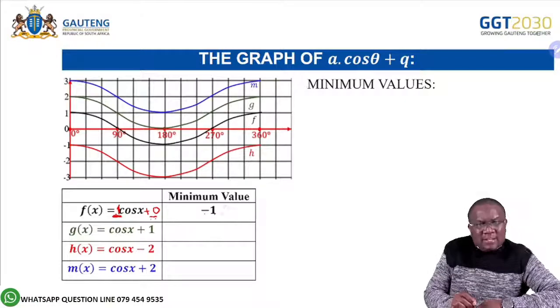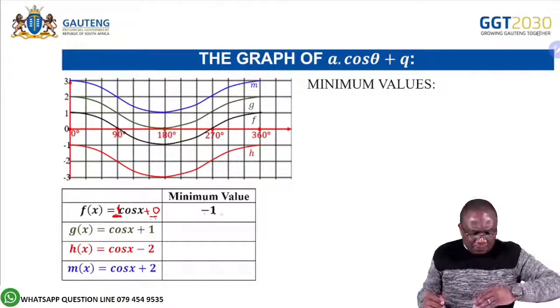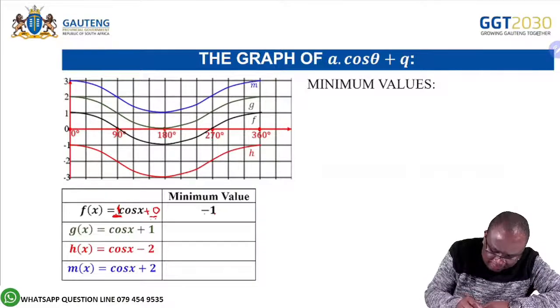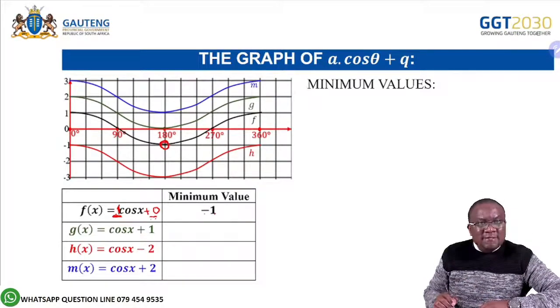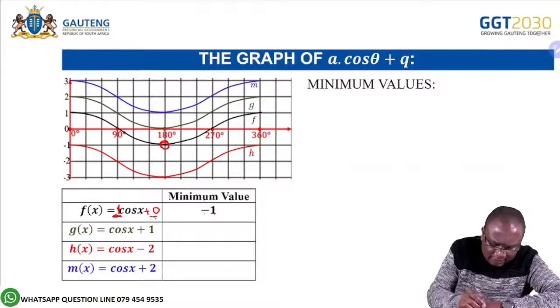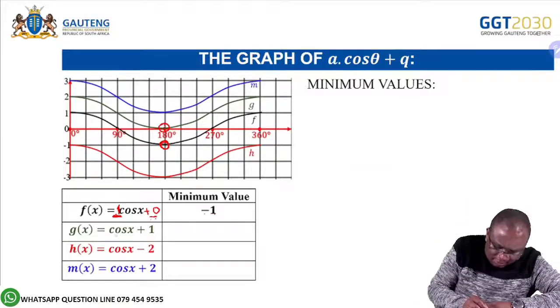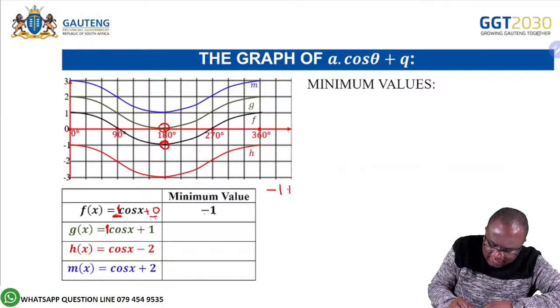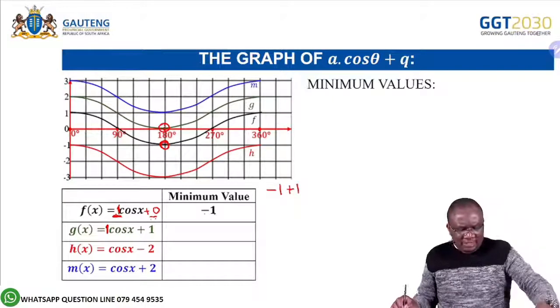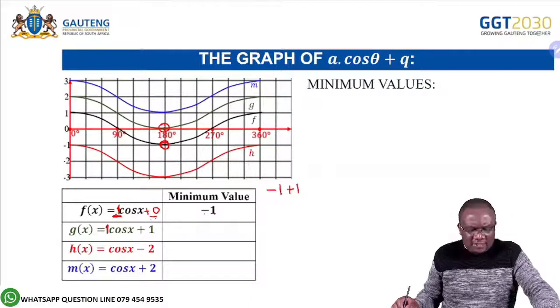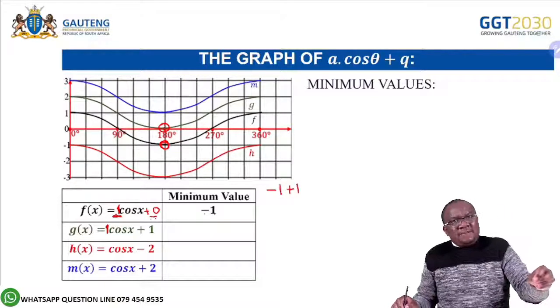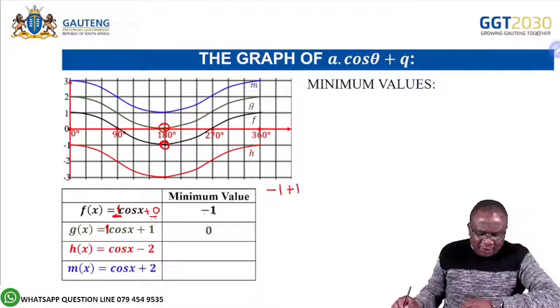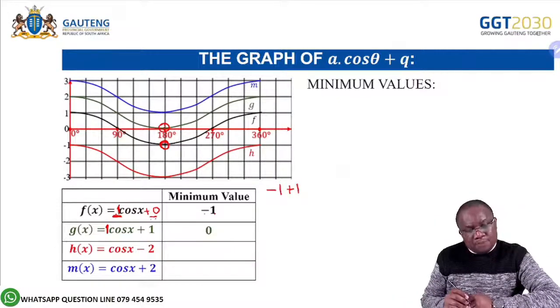Let's see if the other graphs are going to give us the same thing. The minimum value for the black graph is negative 1. Let's go to the green graph. The minimum value is here. It's 0. The coefficient of cos x is 1. If we say negative 1 plus 1, what do we get? We're getting 0. Do you see that? So it's negative a plus q. Negative a plus q will give us the minimum value.